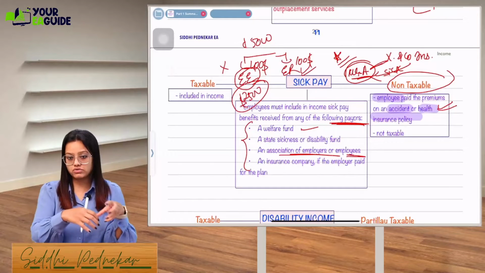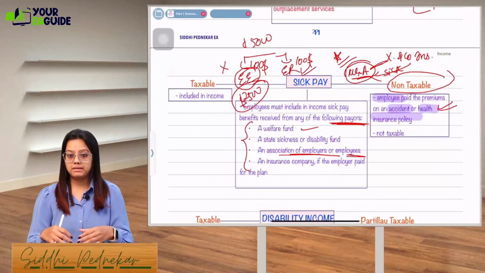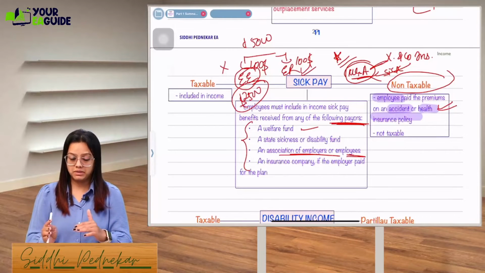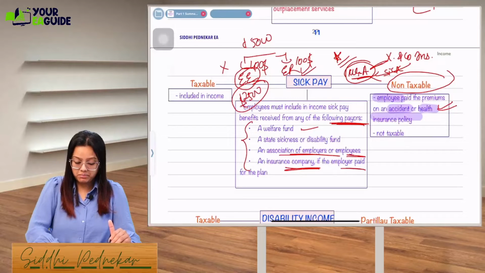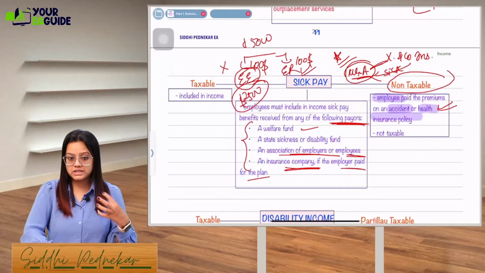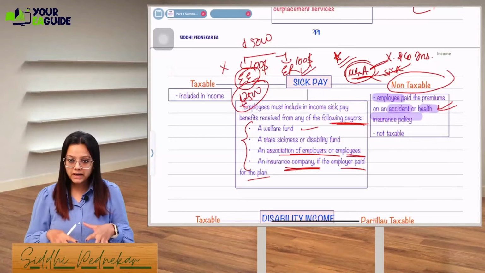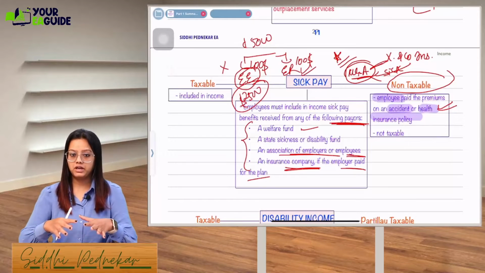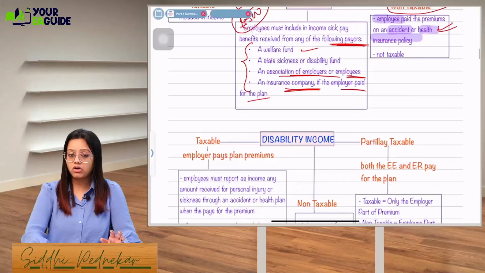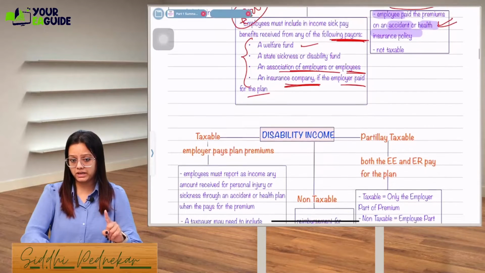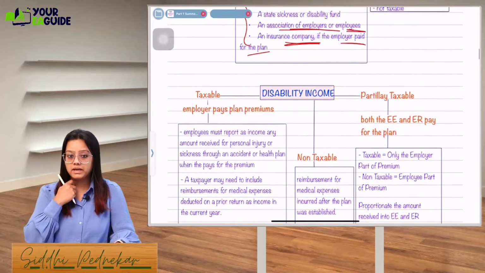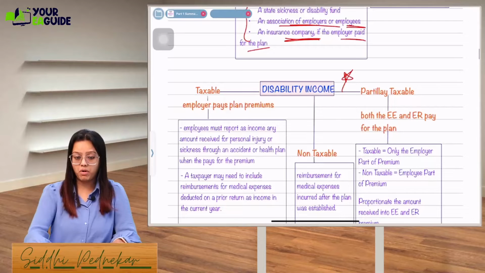If they are going to receive it from them and the premium is paid by the employer, then it will be taxable. Any insurance company, if the employer is paying for that plan to the insurance company, and they are taking the sick pay from that insurance company, it will be taxable. Got it guys? Sick pay is important. I'll repeat again myself. Next is disability income. Again, this one is important.